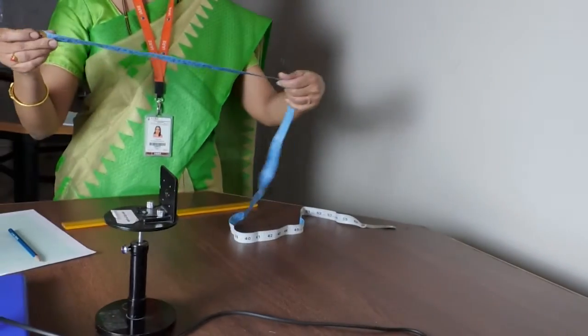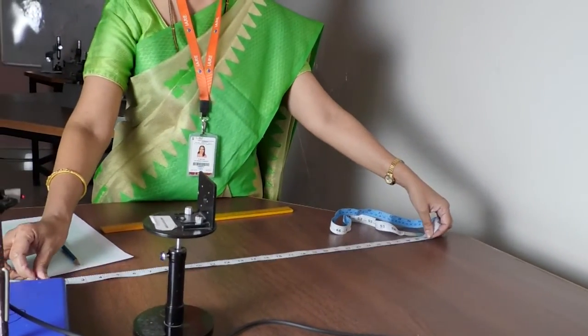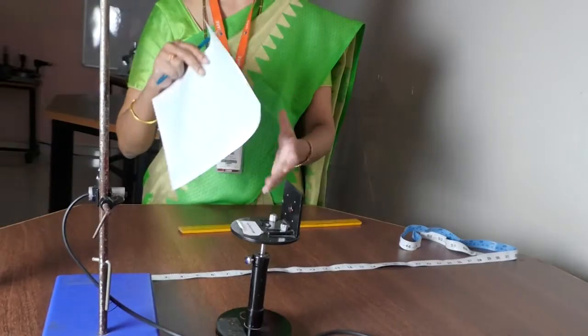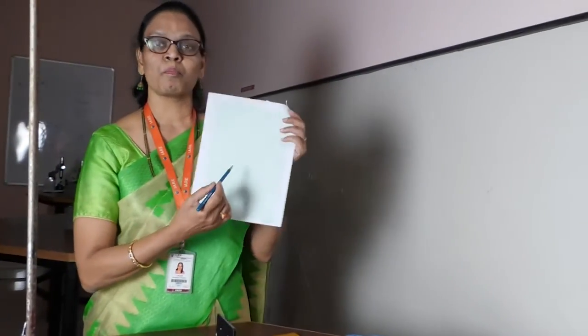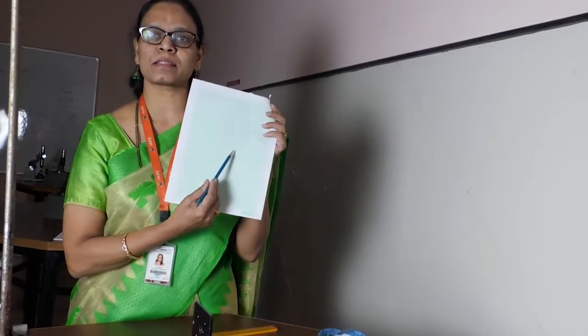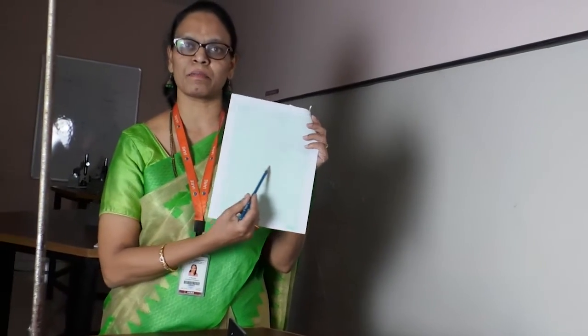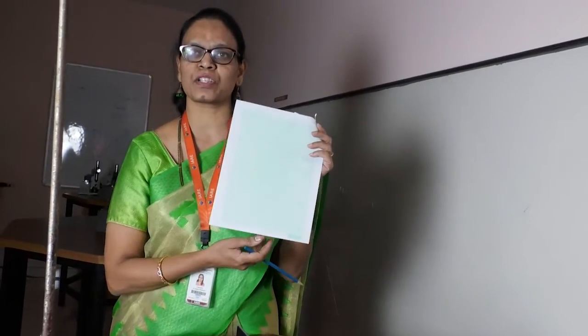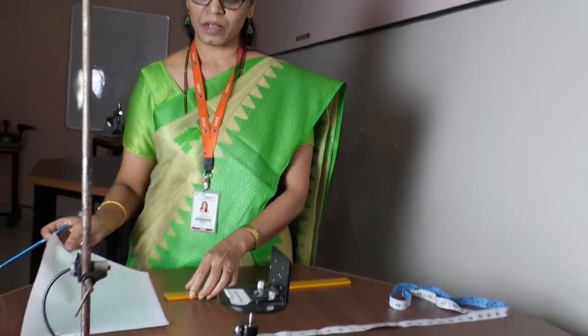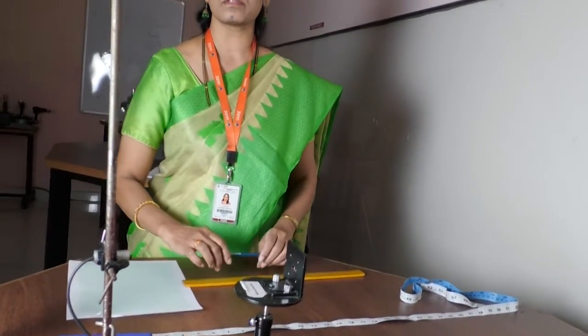We need a meter tape to measure the distances and a graph paper to mark the central maxima and the secondary maxima of the diffraction pattern. Now let us start with the procedure.